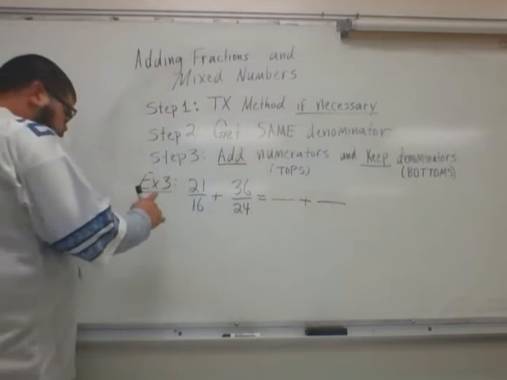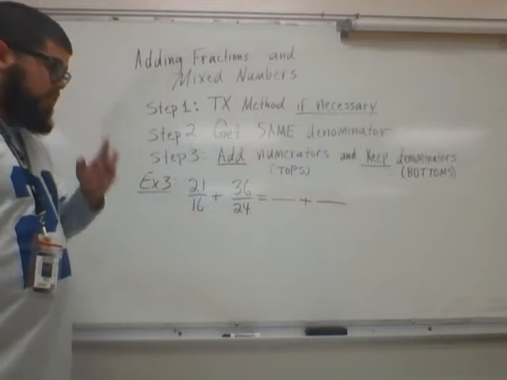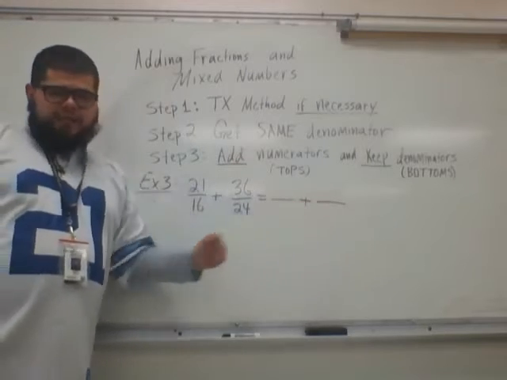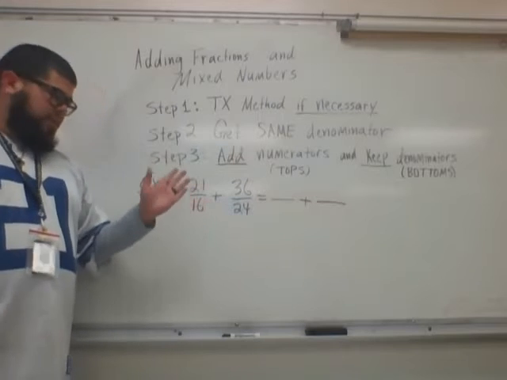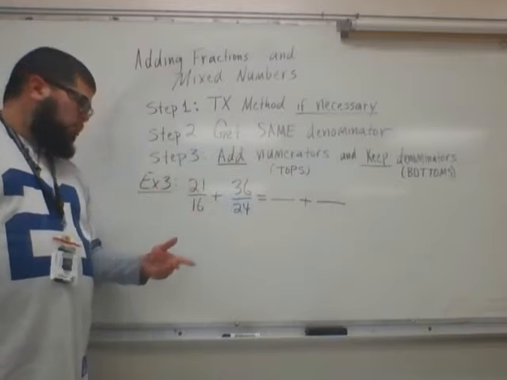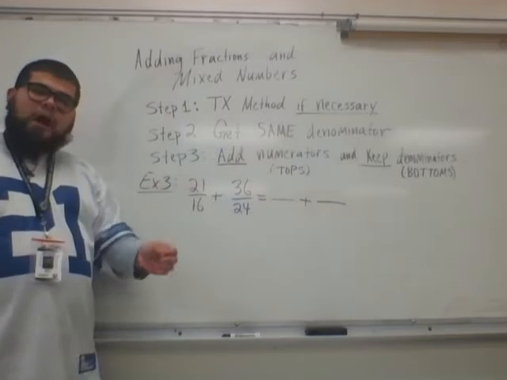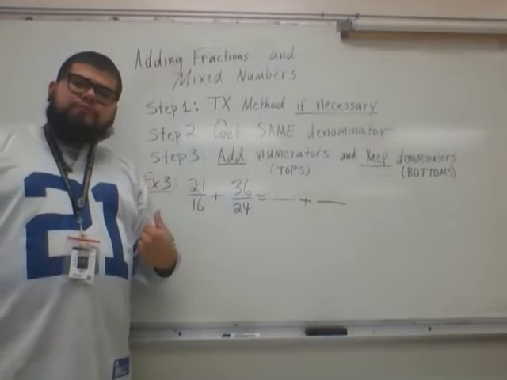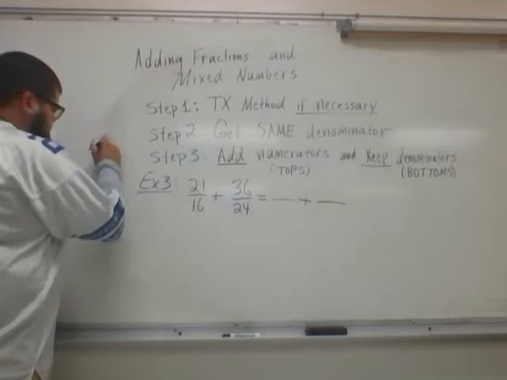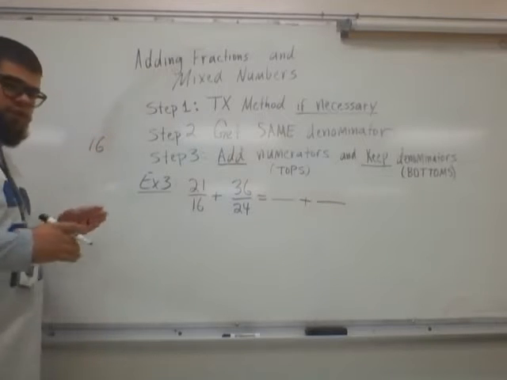Now, we have 16 and 24. Before, I showed you the easy way where you just multiply these to get a common denominator, but it's going to be difficult at the end because you have to reduce. Then I showed you how to do the least common multiple, where we list the multiples of 16 and so on. Now I'm going to show you this way, which uses prime factoring. So here we go. We're going to prime factor 16, and we're going to prime factor 24.